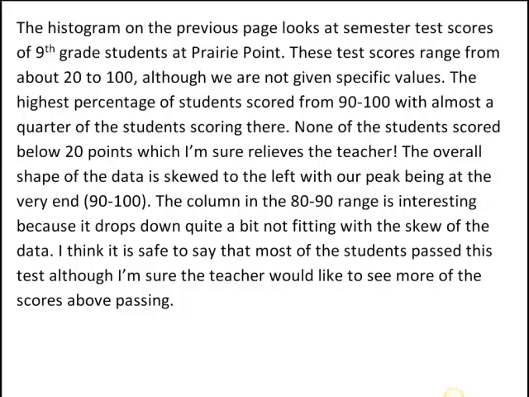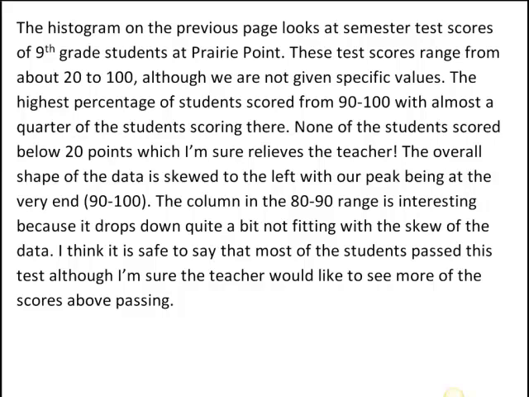The histogram on the previous page looks at semester test scores of 9th grade students at Prairie Point. So that's all you might need for an introduction sentence there. These test scores range from about 20 to 100, although we're not given specific values. That's a good way of saying what our minimum is, what our maximum is, and what our range is all in one sentence. And then I also covered the fact that we don't look at specific values, and that will tell our reader that we're not going to talk about mean, median, mode, and all those things.